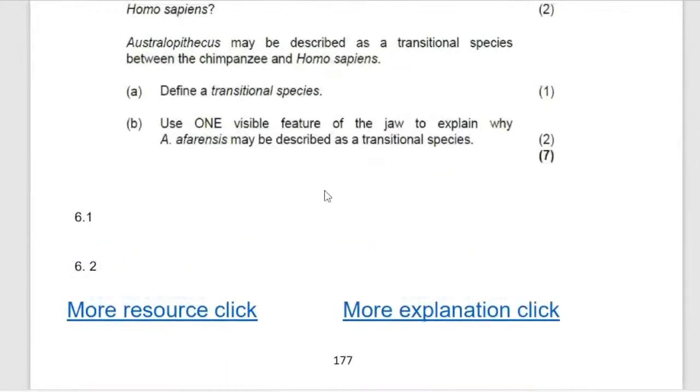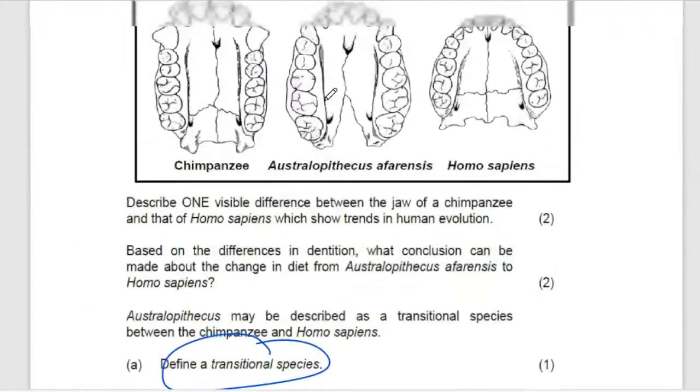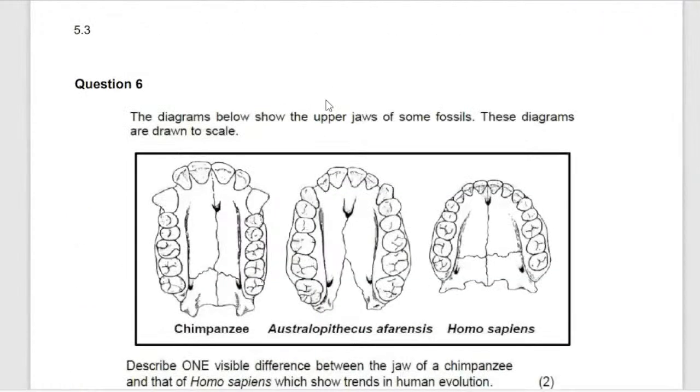What is a transitional fossil? Now, what shows that this is a transitional fossil? Maybe they can say that this is X, this is Y, and this is Z. Y is a transitional fossil. Give a reason for your answer. Because it has both characteristics of this and this.